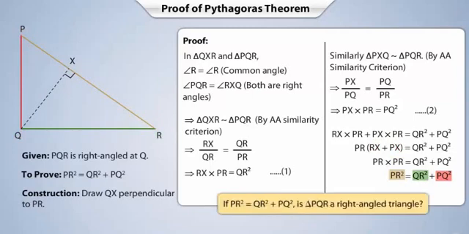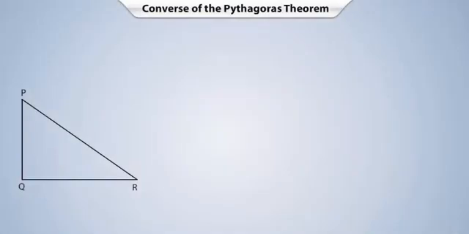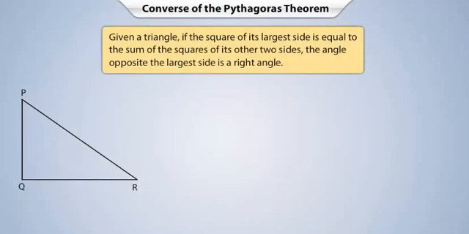Is the converse of the Pythagoras Theorem true? Let's find out. The converse of the Pythagoras Theorem states that given a triangle, if the square of its largest side is equal to the sum of the squares of its other two sides, the angle opposite the largest side is a right angle.